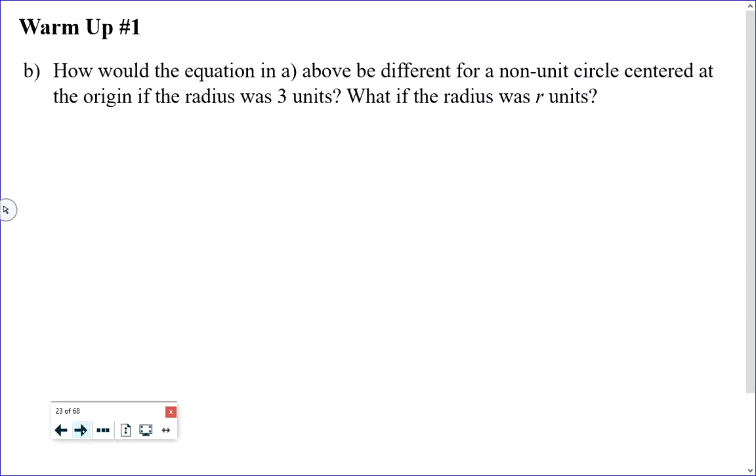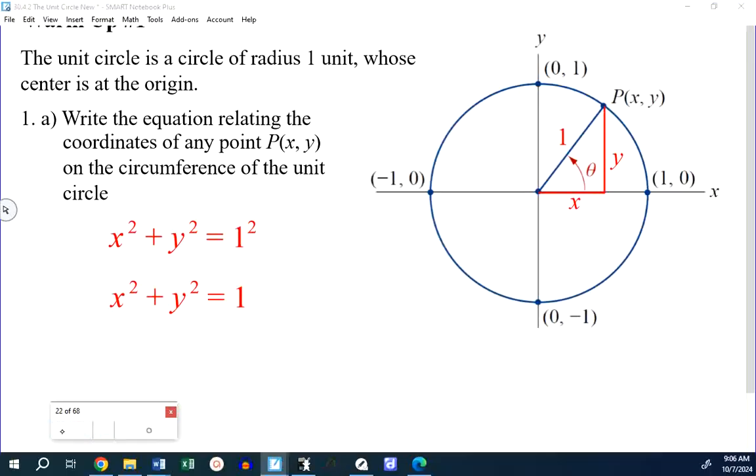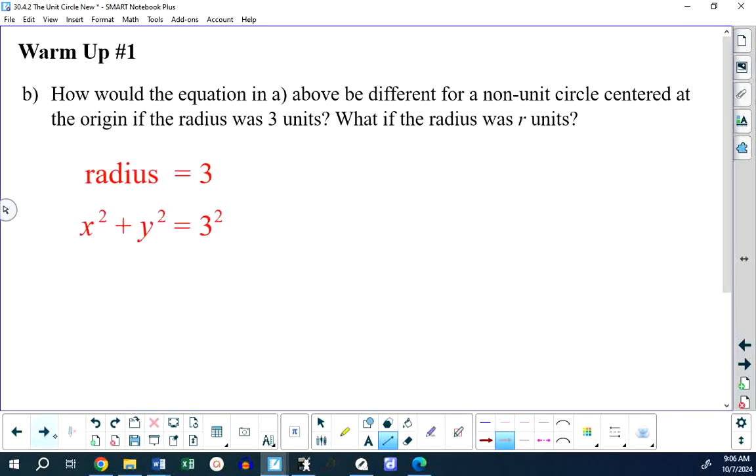How would the equation in A above be different for a non-unit circle centered at the origin if the radius was 3? Well, this arrow here extends out forever. So if we just blew that circle up and talked about a new point with coordinates x, y, that point would be 3 away from the origin. So you'd be dealing with a triangle which would be 3 times greater. Of course, that's still x and that's still y. So the equation would be x squared plus y squared equals 3 squared, which means x squared plus y squared is equal to 9.